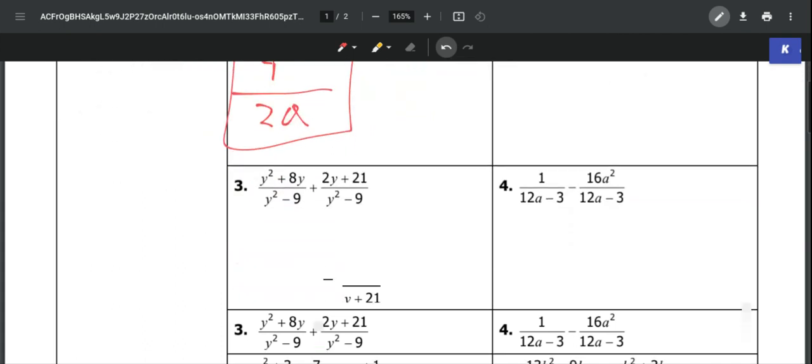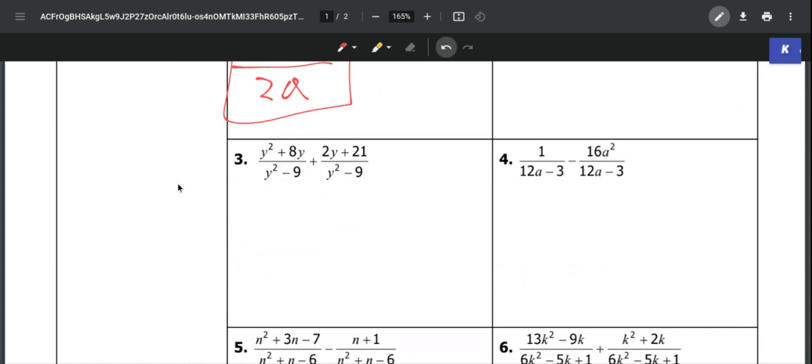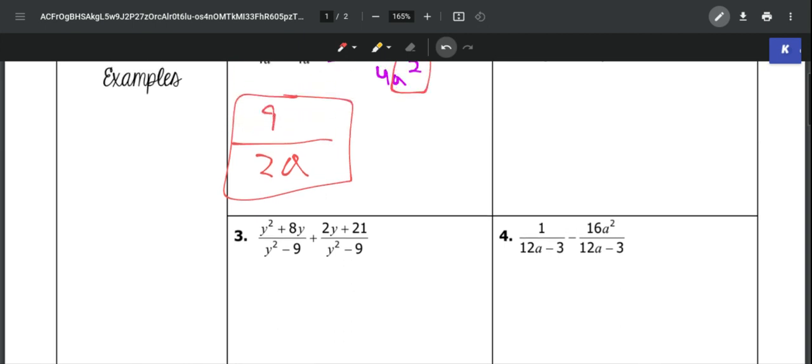Now I'll show you another one. Sometimes these can just get a little complicated, but not too bad. So if we look at number 3, we've got y squared plus 8y over y squared minus 9 plus 2y plus 21 over y squared minus 9.